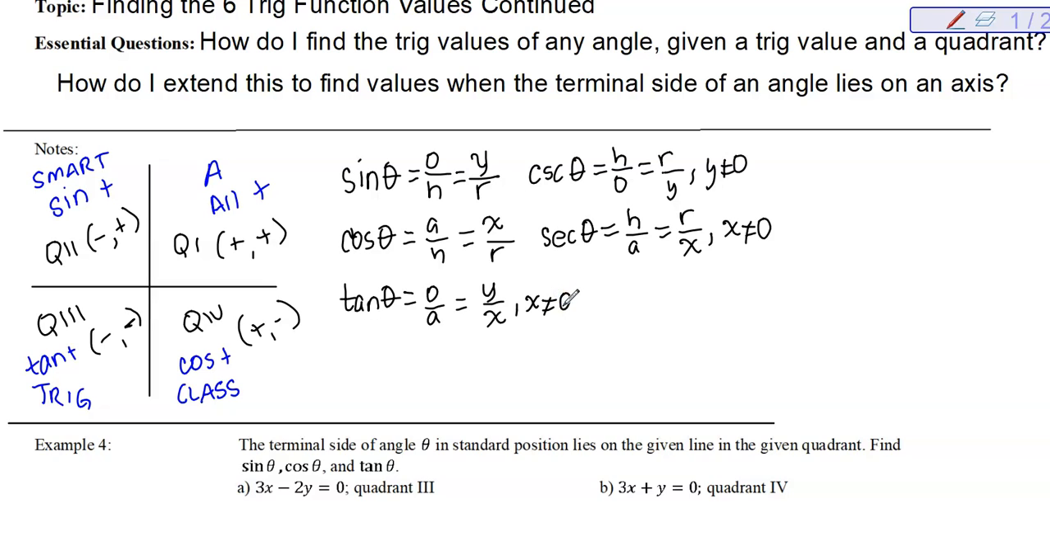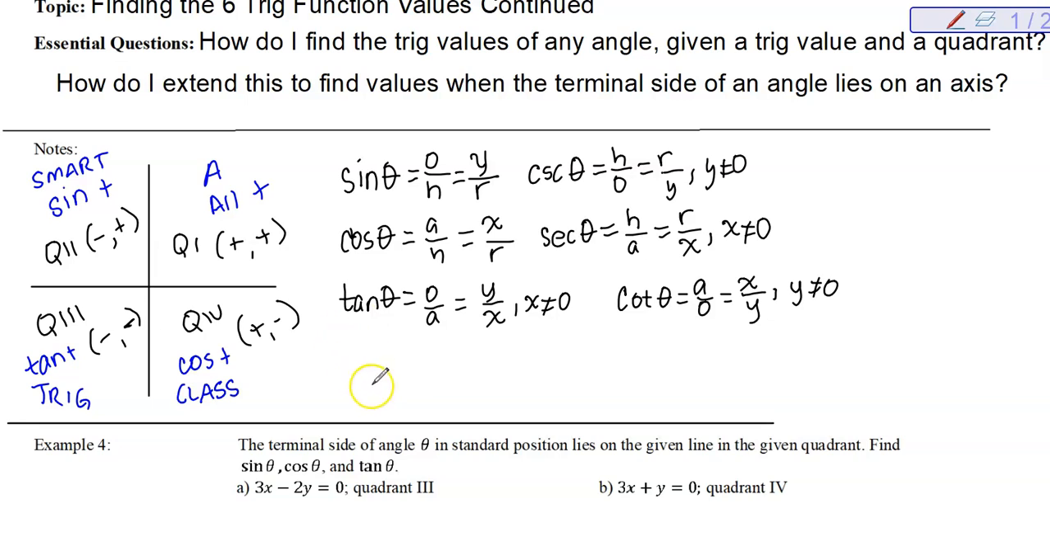Why is that? Because it would make the function undefined. Yeah, you can't put a 0 in the denominator. Okay, cotangent, a over o or x over y as long as y does not equal 0. All right, so that's good.